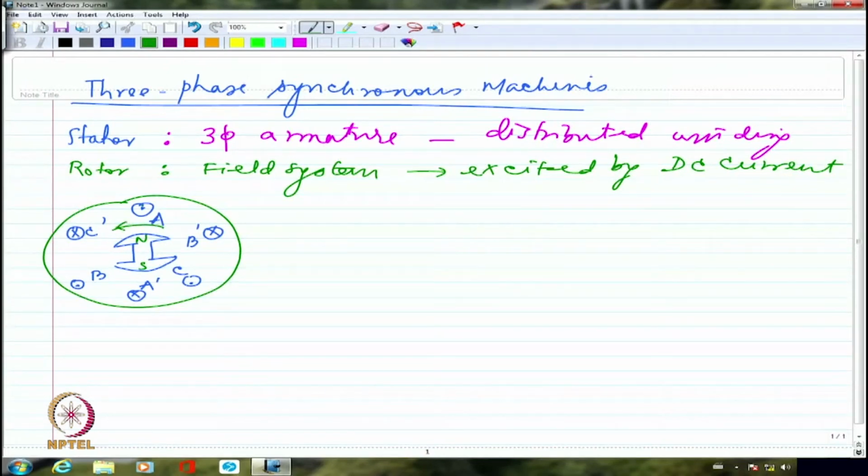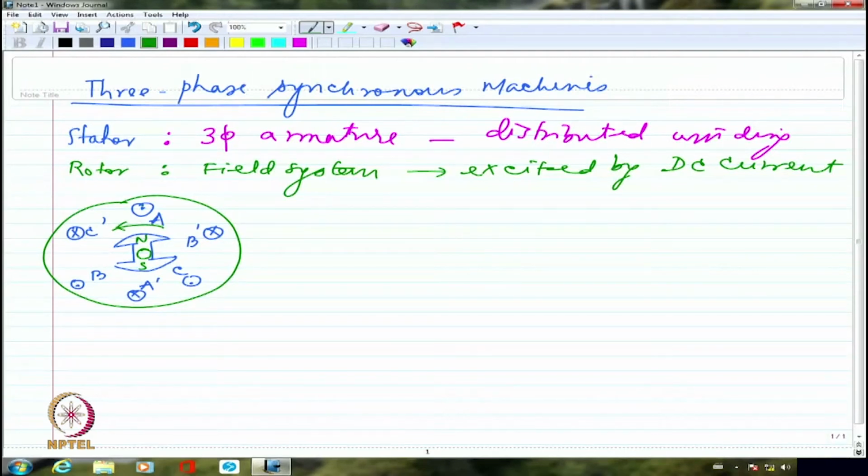It is excited with DC current and it is rotated in a particular direction, mostly anti-clockwise. We take that as the conventional direction of rotation. This is the shaft. So once this is rotated, I am going to have A phase, B phase and C phase having induced EMFs which are time shifted from each other by 120 degrees.